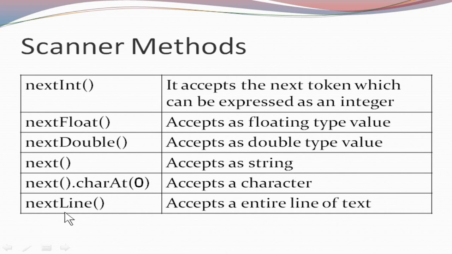And then suppose you want to accept a sentence of one or more lines, then you have to use nextLine. This will accept an entire line of text. That means it will accept sentences including spaces. So these are some of the examples of scanner methods available.